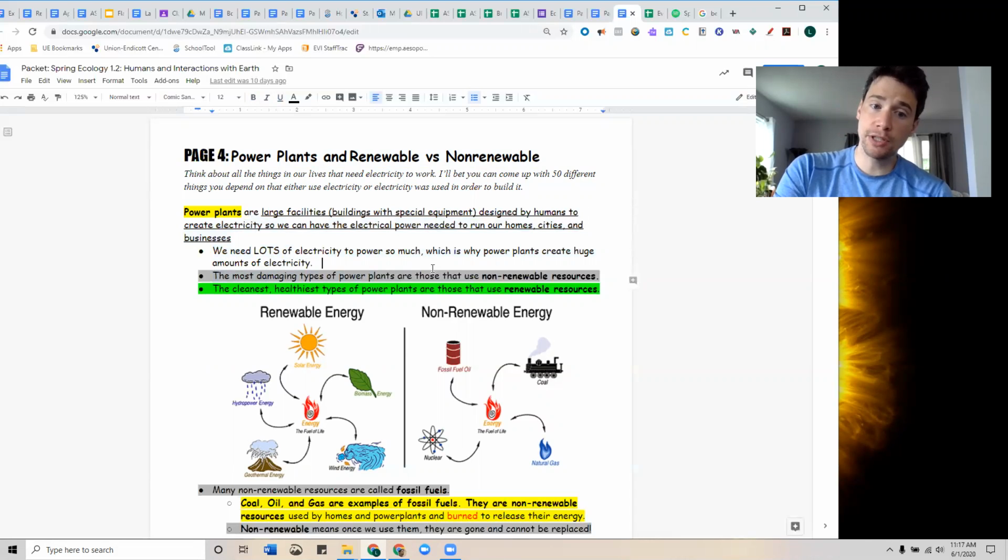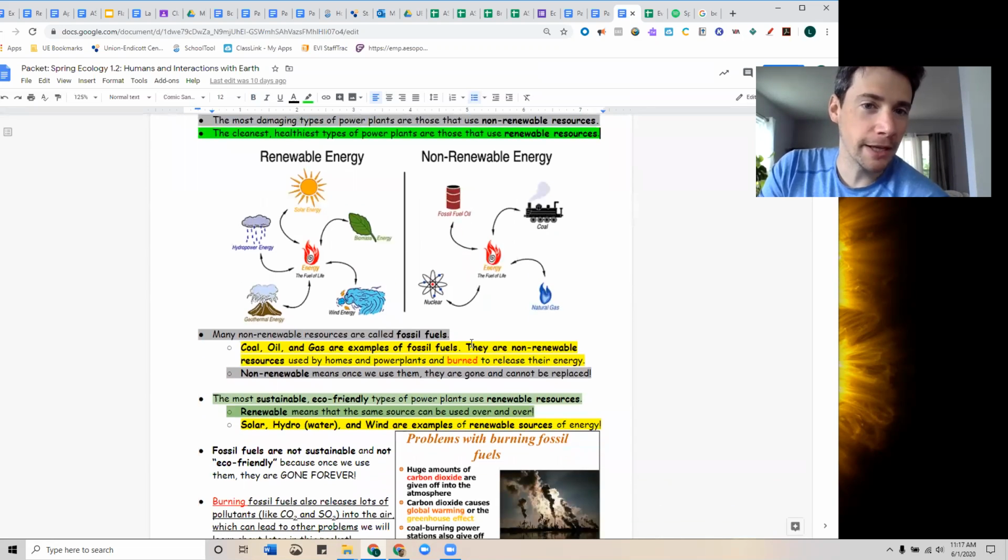The most damaging types of power plants are the ones that use non-renewable resources. That's kind of why I put it in gray here, which is kind of a sad color. So the most damaging types are the non-renewable. We'll talk about what those are. And then the cleanest, the healthiest types of power plants are the ones that use renewable resources. And because it's healthy and clean, I put it in green. Didn't mean to rhyme, but I hope you appreciated that.